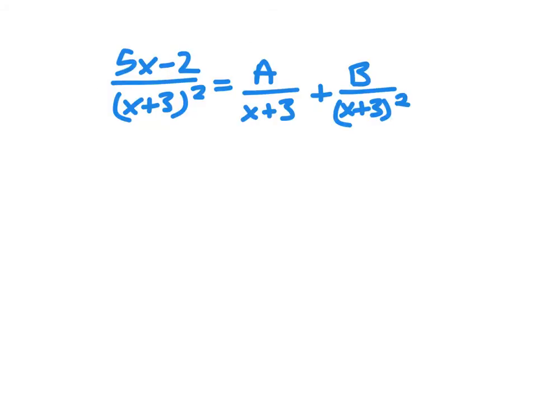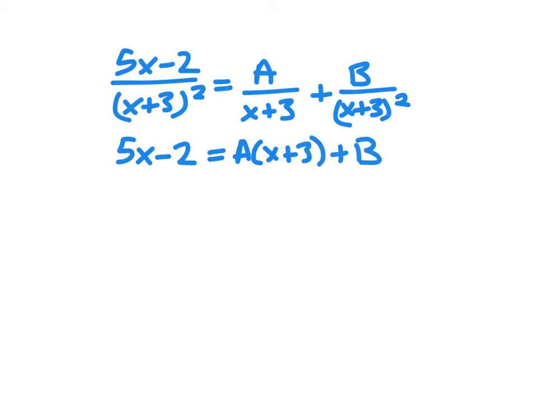Okay, so we start with this. Again, we want to solve. Let's clear the denominator first yet again. So we're going to get 5x minus 2 multiplied through by x plus 3 squared. We get a times x plus 3 and then plus b. So the issue is there's no factor over here that we can make 0 to get rid of b, right? We can only do that with x equals negative 3. So let's at least do that first.